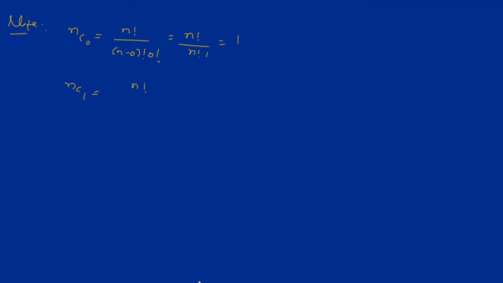Next, nC1, n factorial upon (n minus 1) factorial into 1 factorial, which is equal to, n factorial can be written as n of (n minus 1) factorial upon (n minus 1) factorial into 1 factorial. Here (n minus 1) factorial gets cancelled. What do we get? n only. So finally, nC0 equals 1, nC1 equals what? n only.